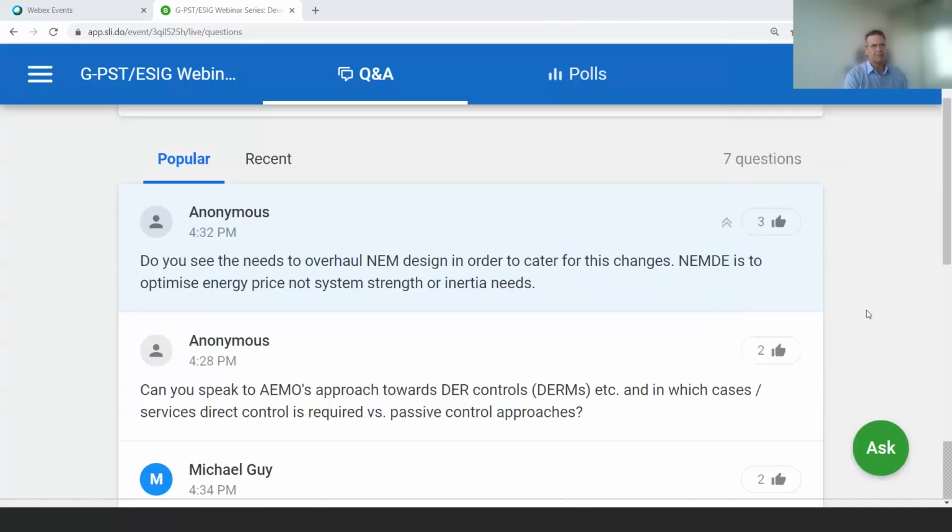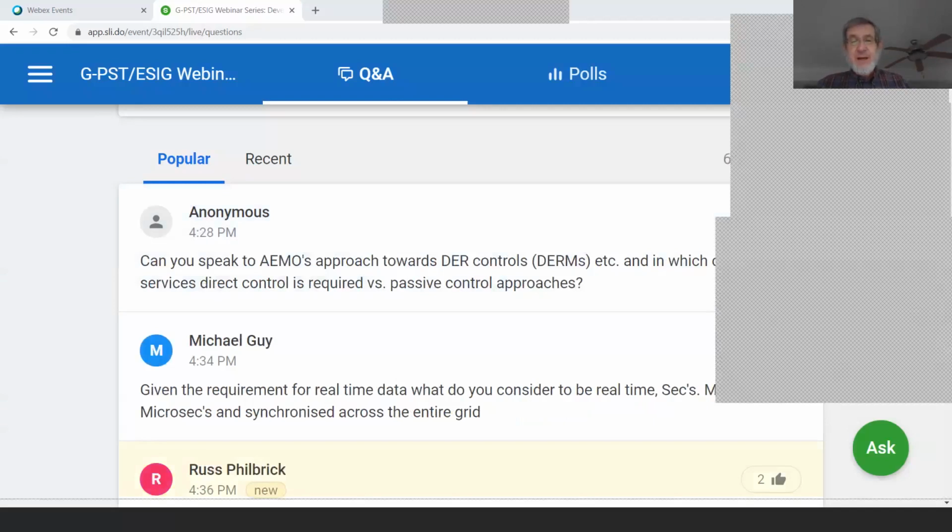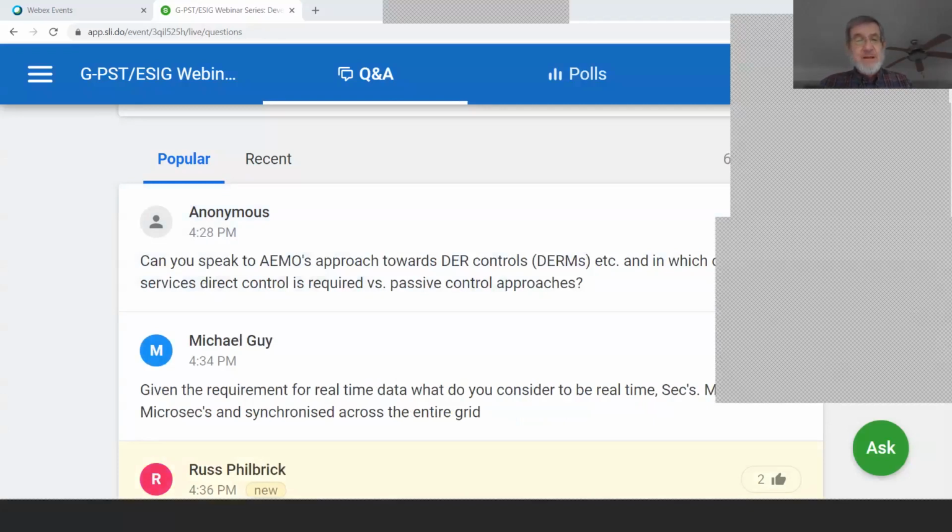Okay, another popular topic of discussion throughout the world, and I think that a lot of people are talking about the same thing, recognizing the same issues coming up. Given the requirement for real-time data, what do you consider to be real-time? Seconds, milliseconds, or microseconds, and synchronized across the entire grid?